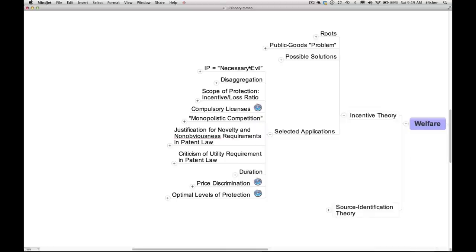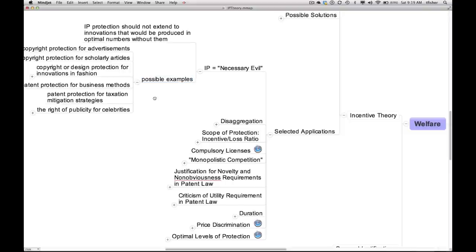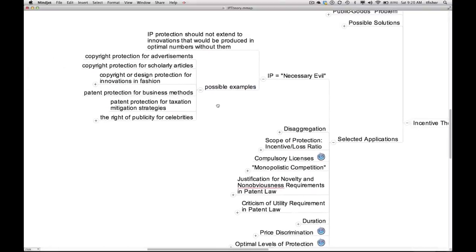The conception of copyright as a necessary evil has a crucial practical implication. Copyrights should not be used in contexts in which they're not necessary. In particular, copyright protection should not be extended to kinds of innovations that would be produced in optimal numbers without those protections. So, what kinds of innovations might fall into this category? I mentioned a few in the first segment of the lecture when discussing circumstances that can mitigate the public goods problem.